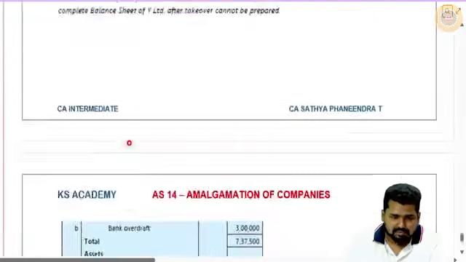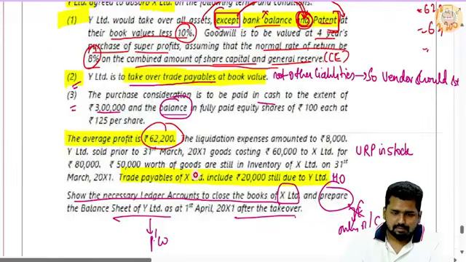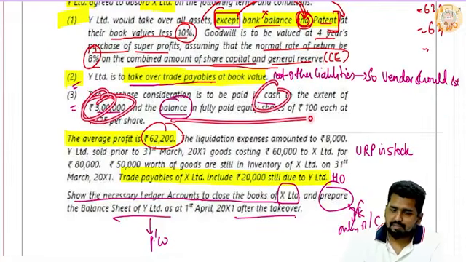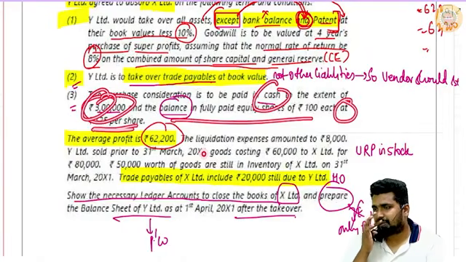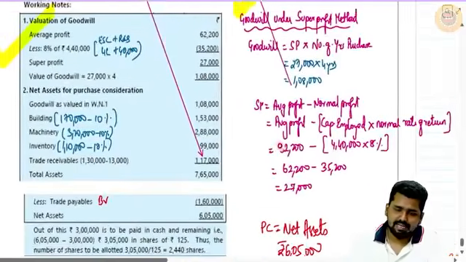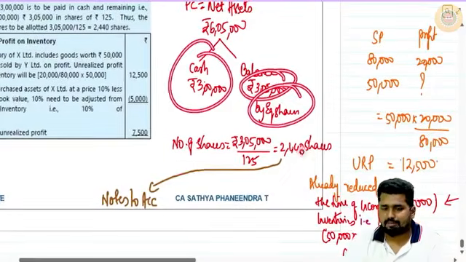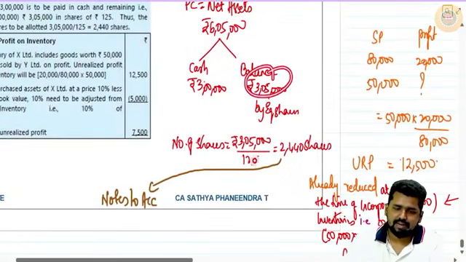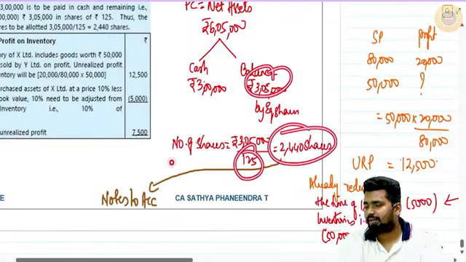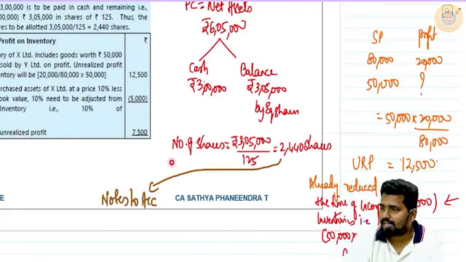So net assets will become PC, 6,05,000. As per the adjustment they have given in the question, 3 lakh will be given in cash. If 3 lakh is given in cash, the balance will be given in equity shares at what? 125 per share. Therefore, out of 6,05,000, 3 lakh will be given in cash. Balance 3,05,000 by way of equity shares. How many equity shares are we going to give? 3,05,000 divided by 125. Therefore, how many shares? 2,440 shares we are going to give.